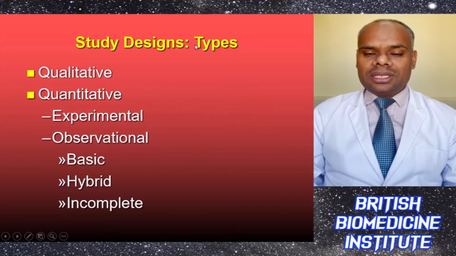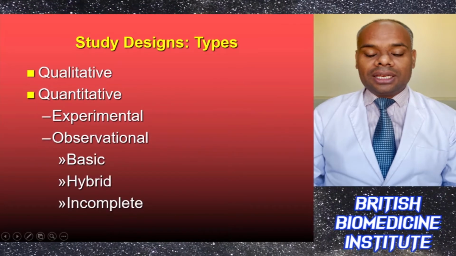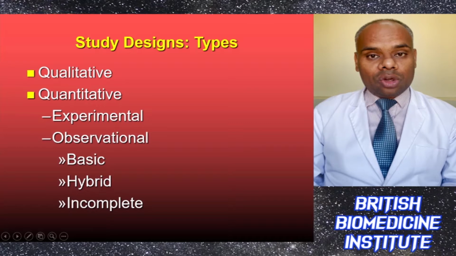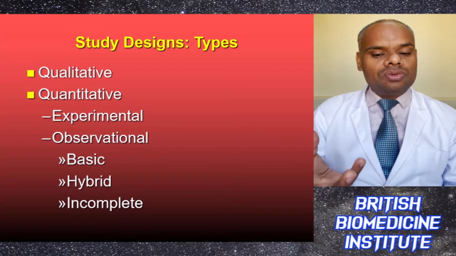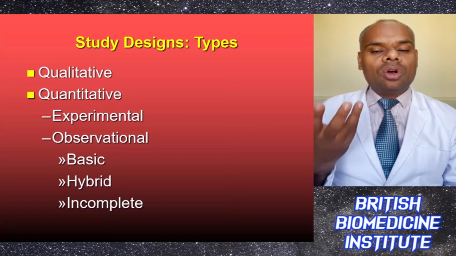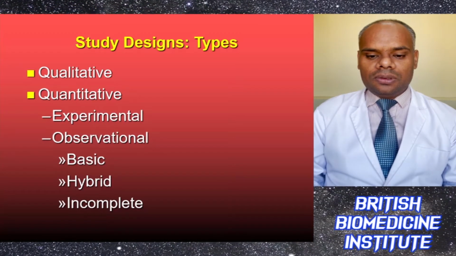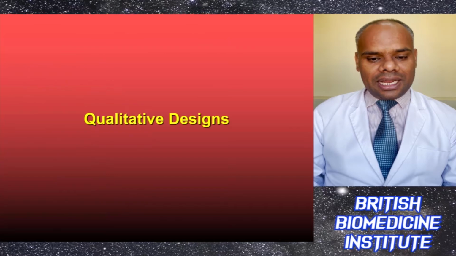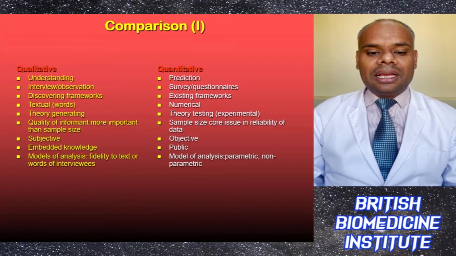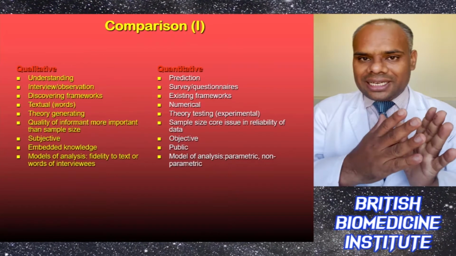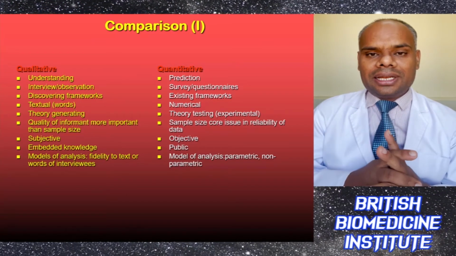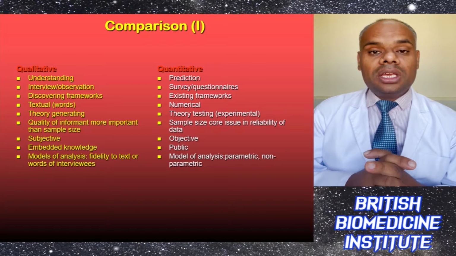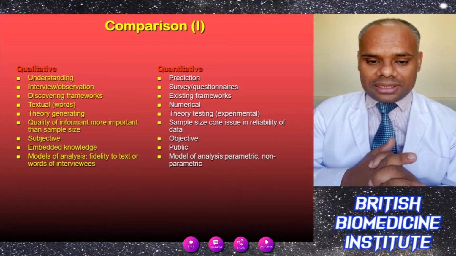Types. Basically quantitative and qualitative, and quantitative is further divided into experiments and observations, which can be basic, hybrid, or incomplete. Under qualitative design, there will be a comparison between qualitative versus quantitative. Qualitative helps in better understanding. We can use interviews or observation data.